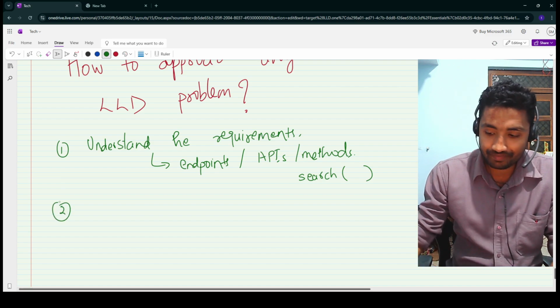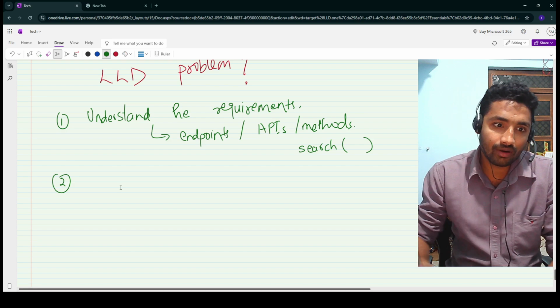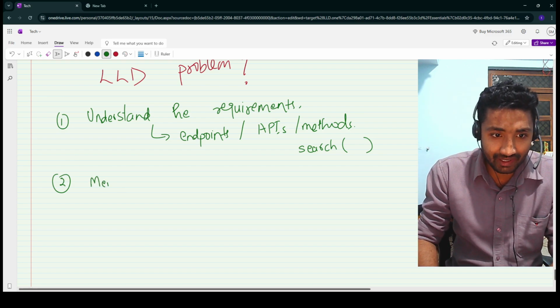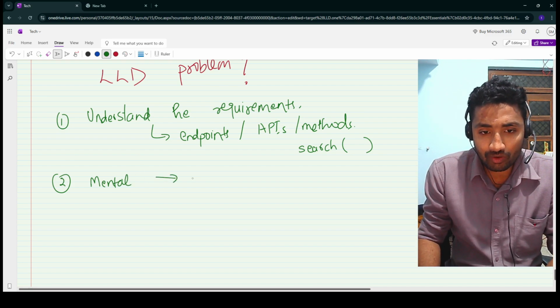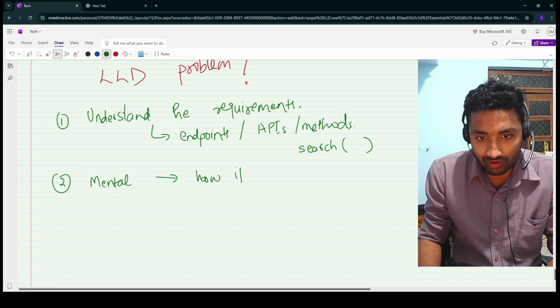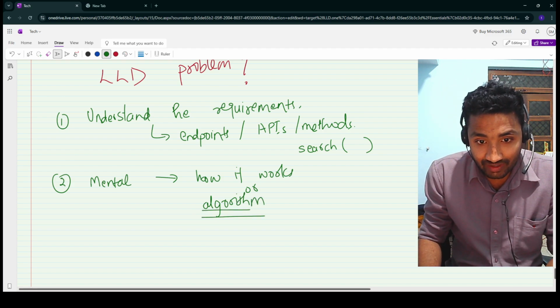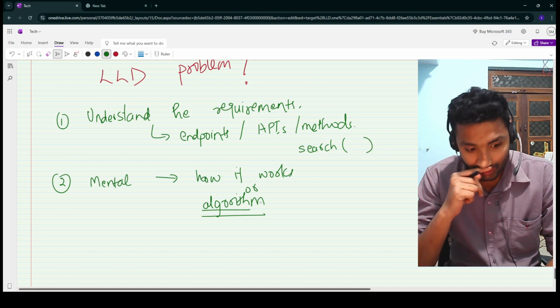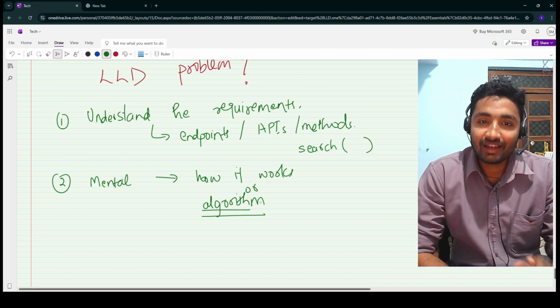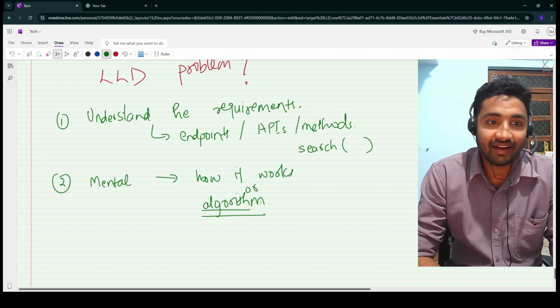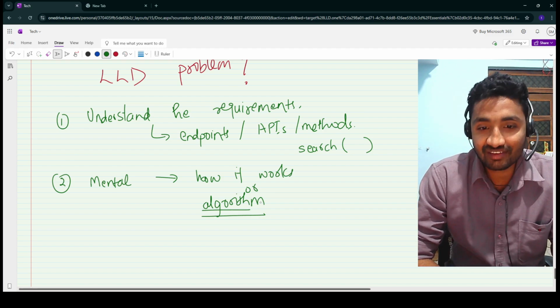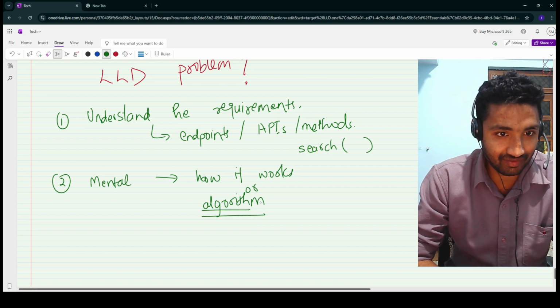The second part is, and this is more, I will say, mental thing, right? This is something that you have to think. This is about understanding how it works, or a better word will be algorithm. So we have to understand the algorithm कि यार उसका क्या algorithm होगा. For example, I'll give you a small scenario. So you have a list, right? And I want to know the latest data that was added to the list. So this is the requirement.